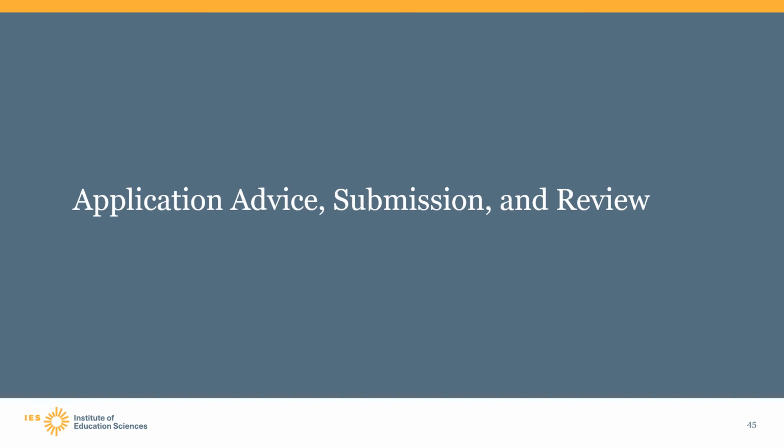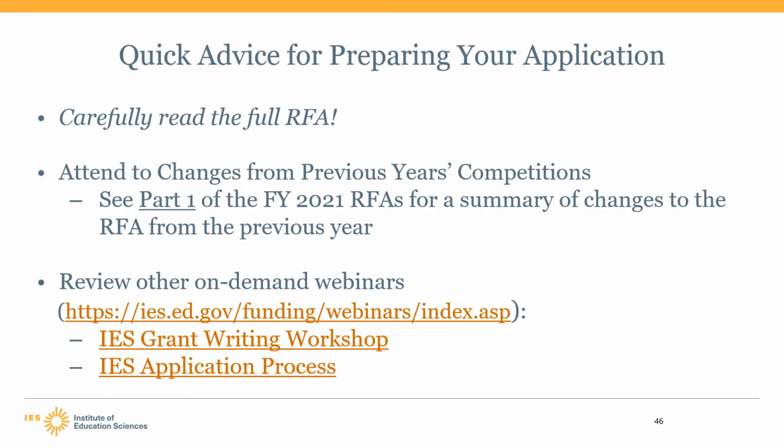Now we will discuss some quick advice for you as you prepare your application and an overview of the submission and review process. Each year there are changes made to the RFAs. The RFA will include a summary of those changes. We urge you to pay careful attention to these changes, particularly if you have applied to IES in the past and you may be resubmitting an application. You should also review other relevant funding webinars, such as the IES Grant Writing Workshop and the IES Application Process webinars. These and other webinars will be posted on the IES Funding Opportunities page.